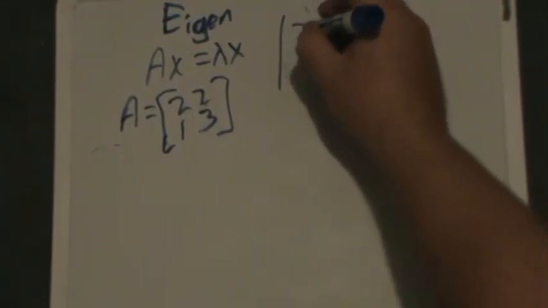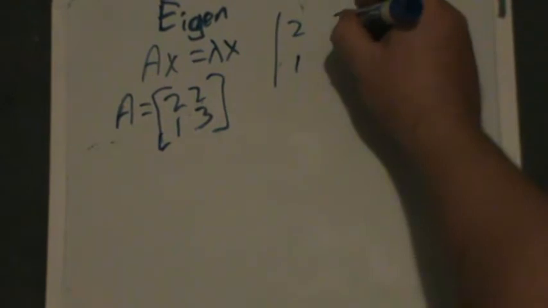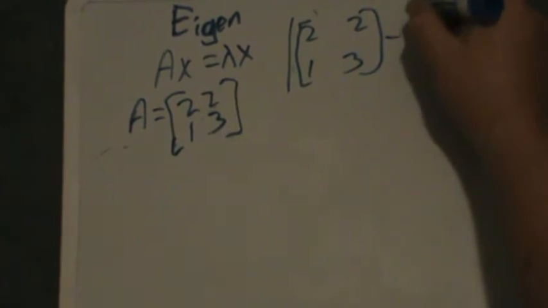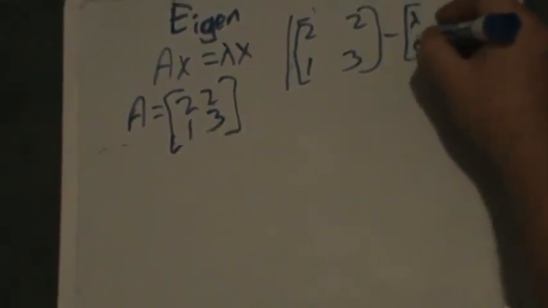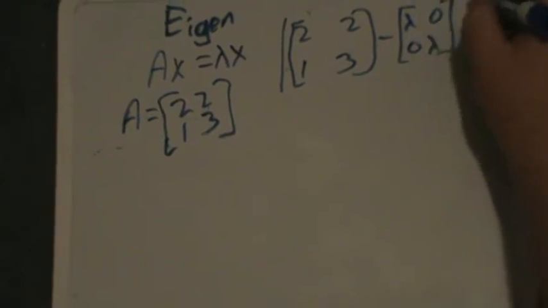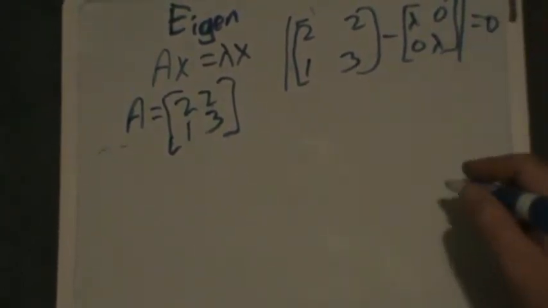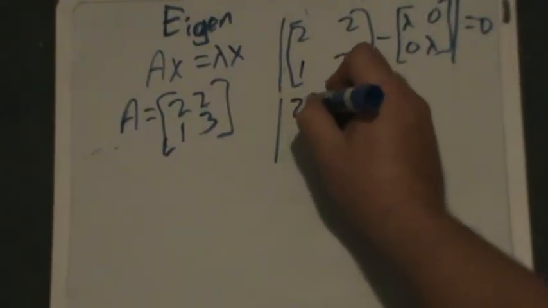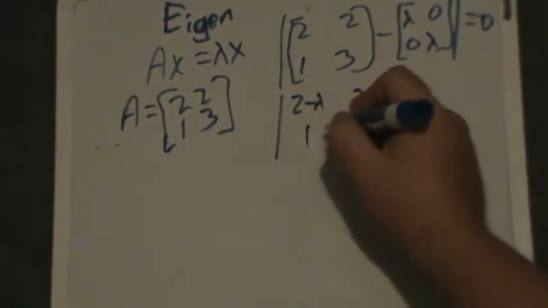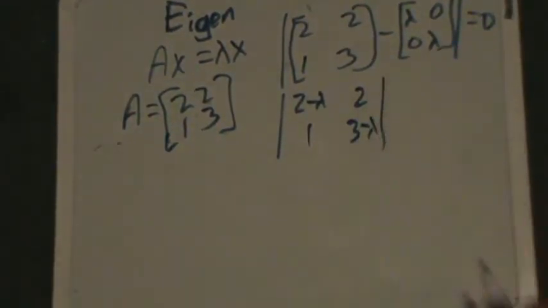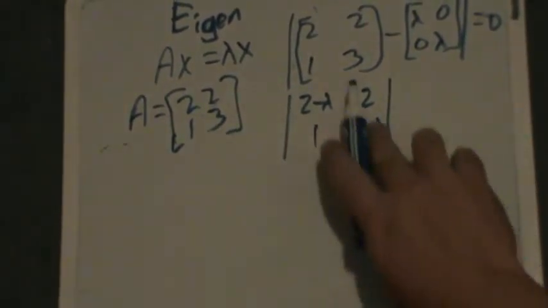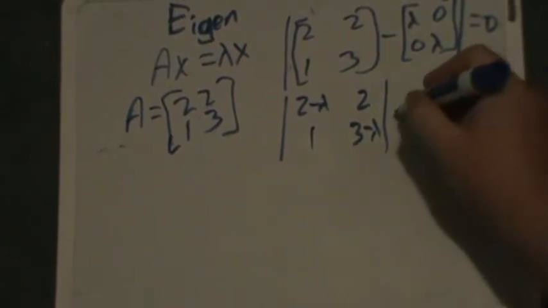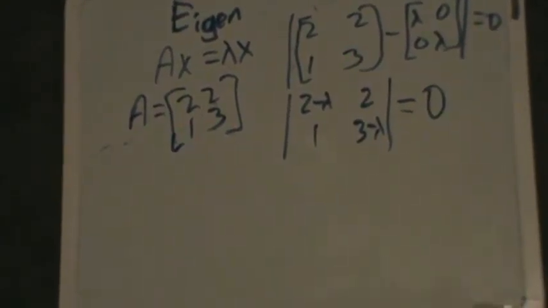So now I've got 2, 1, 2, 3 minus lambda times I, we've already shown, just puts lambdas on the diagonal. And that must equal 0. So when I'm doing this, I just subtract lambdas on the diagonal. 2 minus lambda, 2, 1, 3 minus lambda. Once you get used to this, you'll just start taking your matrix and just doing minus lambdas on the diagonal. It makes your life a lot easier and quicker. So that has to equal 0.